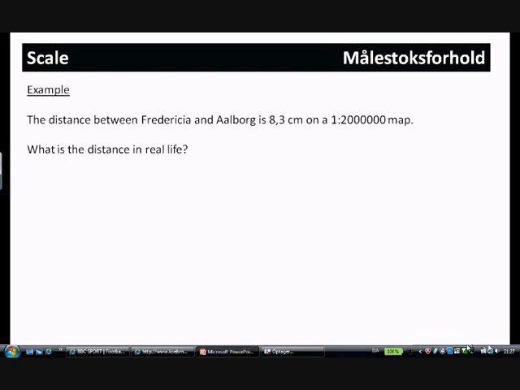So here's an example. The distance between Fredericia and Aalborg is 8.3 centimeters on a map that is 1 to 2 million. So 1 centimeter on the map is 2 million centimeters in real life. So if it's 8.3 on the map, what is it in real life? And real life in Danish, virkelighed.